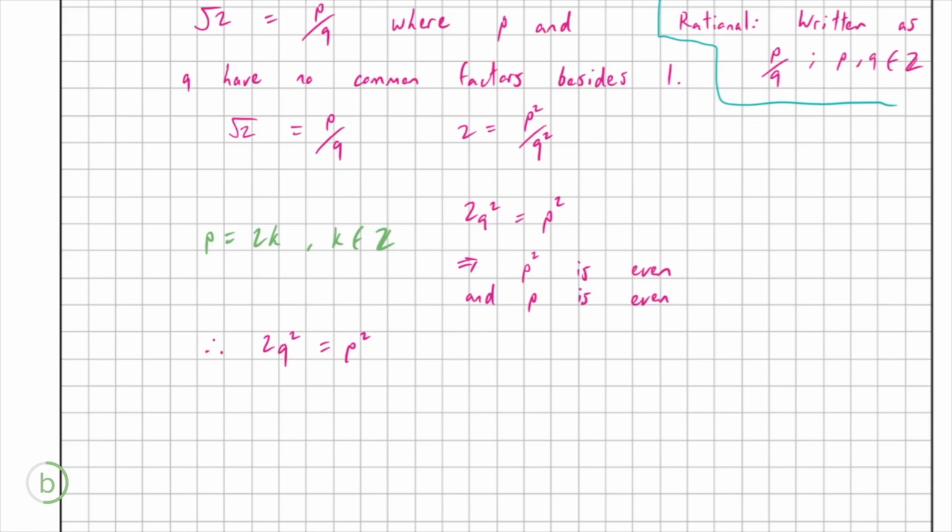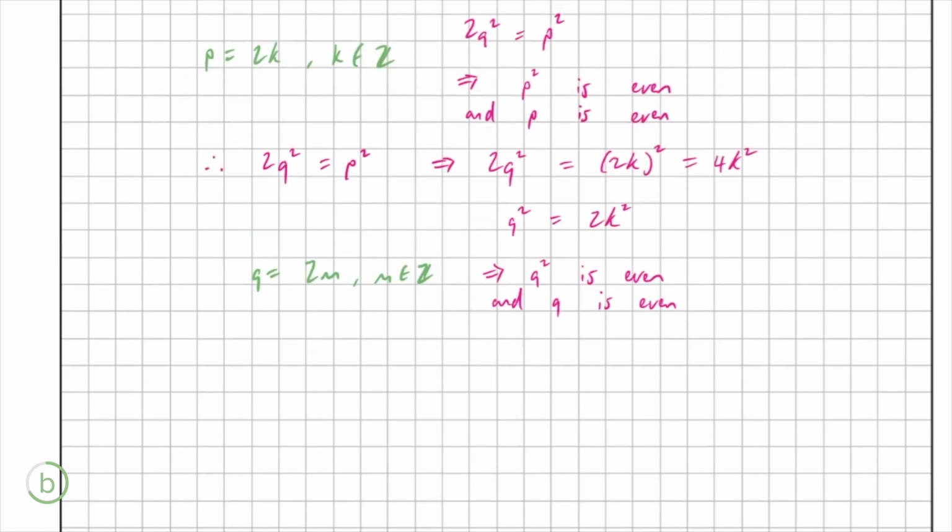And because we've already established that 2q squared is equal to p squared, that would mean that 2q squared is equal to 2k all squared, just substituting that in for p, and that's equal to 4k squared. Therefore q squared is equal to 2k squared, because we're just going to divide across by 2. And therefore we can say once again that q squared is even, and also q is even. And that means that q can be written as 2m, where m is just some integer.